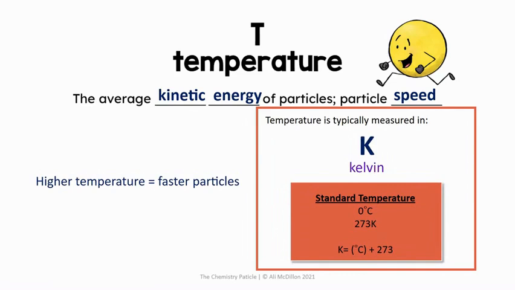When you are using temperature with gas laws, it must always be in Kelvin. Kelvin is represented by a capital K. If the temperature was given to you in Celsius, you must convert to Kelvin by simply adding 273 degrees. If they ask for a standard temperature, the standard temperature for Celsius is 0 degrees, and the standard temperature for Kelvin is 273.